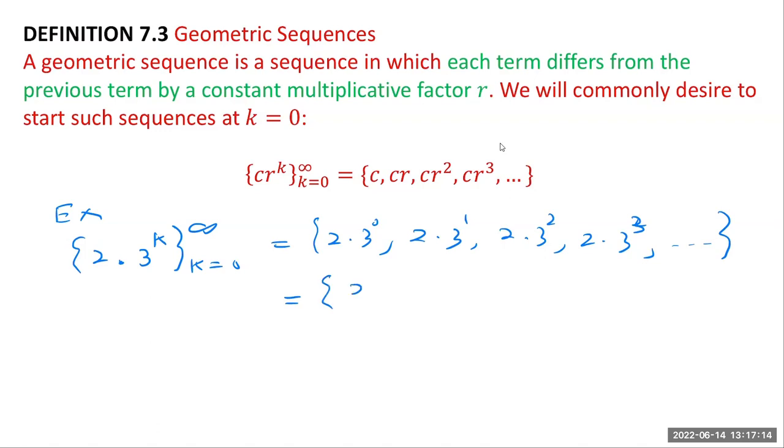The first term is 2, the second term is 6, the third term is 18, the next term is going to be 54, and so on and so forth.